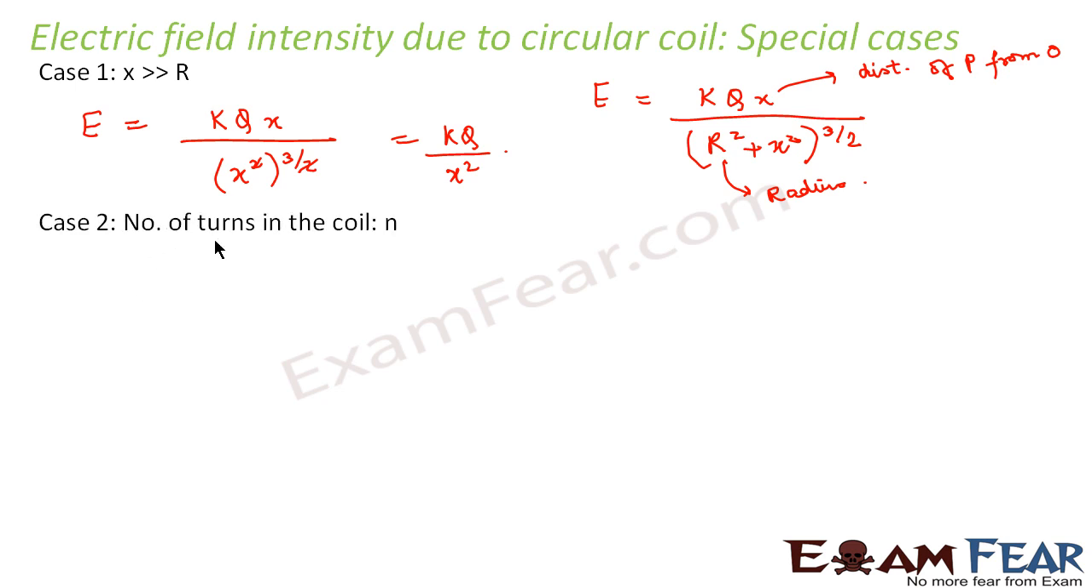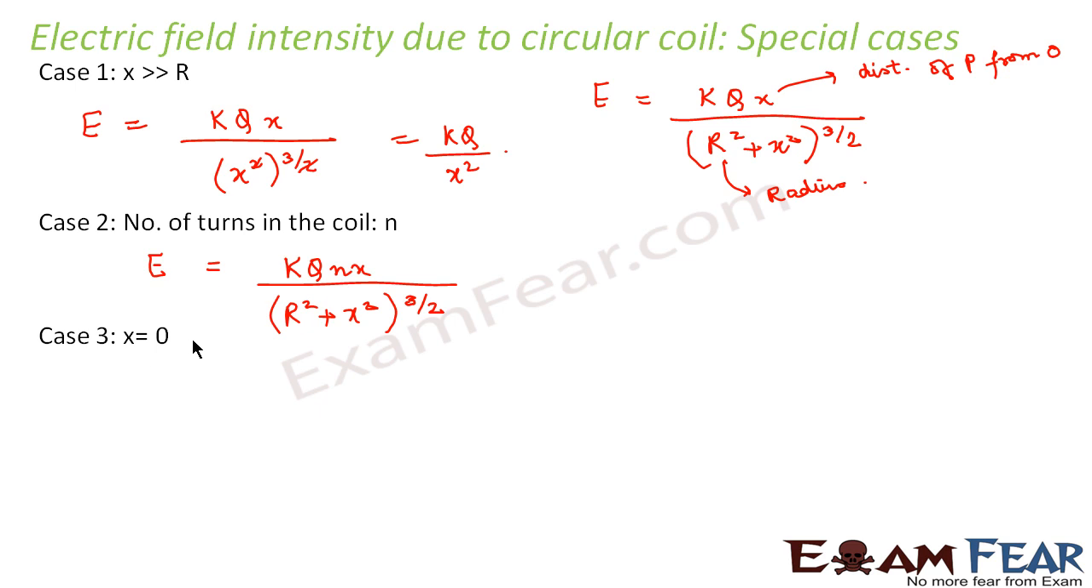Let us take the second case where we say, let us suppose this coil has turns. That means the coil has n number of turns. It has been turned again and again over itself. So if the coil has n number of turns, then what happens to the electric field? The electric field becomes kqnx divided by r square plus x square to the power 3 by 2. So the electric field also becomes n times.